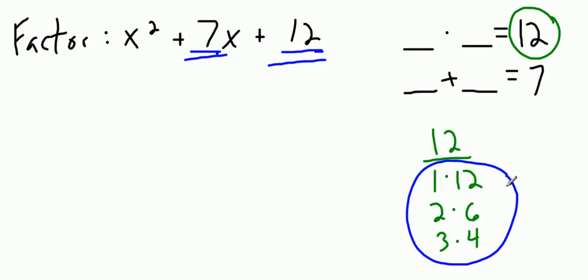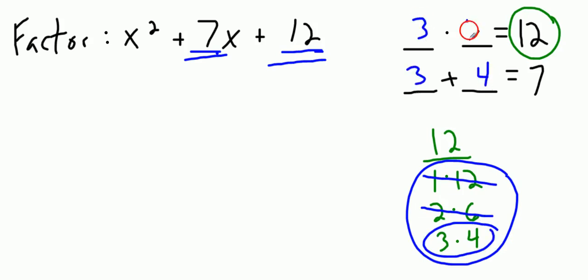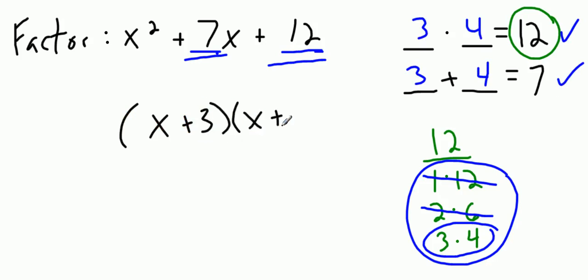The question is, which one of those add to 7? Well, 1 and 12 doesn't add to 7. 2 and 6 doesn't add to 7, but 3 and 4 does. So we put the 3 and the 4 in here, and they both work, and that tells us that we can actually just write our answer as (x plus 3)(x plus 4).